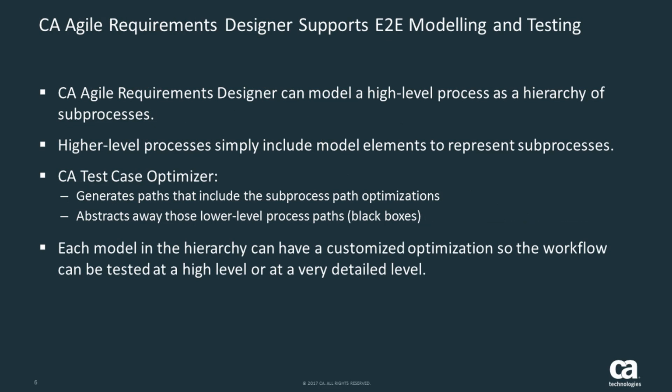Now, CAARD can model a high-level process as a hierarchy of sub-processes, and I don't think there's a limit to how deep these processes can go, and certainly it'll allow us to do end-to-end modeling and testing. Now, what's really clever is the optimizer generates paths that include the high-level process, but it can see down the hierarchy into the sub-processes and actually generate an all-paths optimization based on all the features and all the decisions made in all the processes in the overall model. So at that level, it can create extremely comprehensive paths.